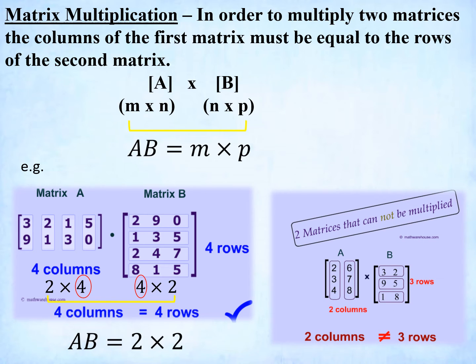Now, let us have this example. In here, we cannot multiply matrix A and B. Why? Because in matrix A, we have 2 columns, while in matrix B, we have 3 rows. The number of columns and the number of rows should be equal. Taking a look at their order, the order of matrix A is 3 by 2, while the order of matrix B is 3 by 2. So as you can see, 2 is not equal to 3, so therefore, it cannot be multiplied.